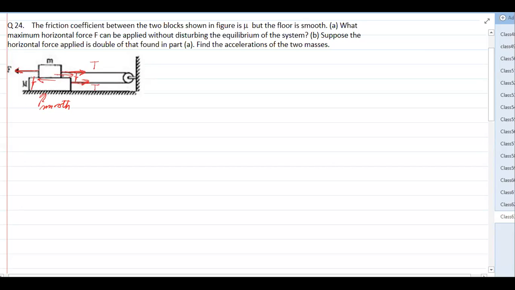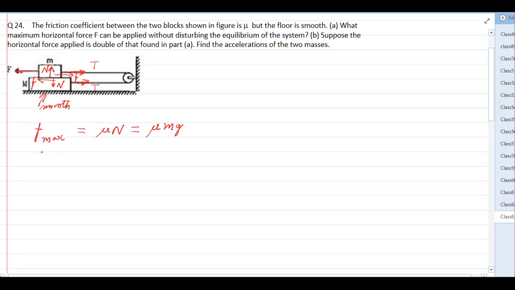Since we have to check for the maximum horizontal force, we will consider the maximum condition, just when it is about to slide. So the maximum value of friction which can act is how much? Mu times normal. And how much will be the normal at this surface where friction is acting? The normal here will be equal to mg, small mg, because this normal is balancing the weight of the upper object. So this is the friction.